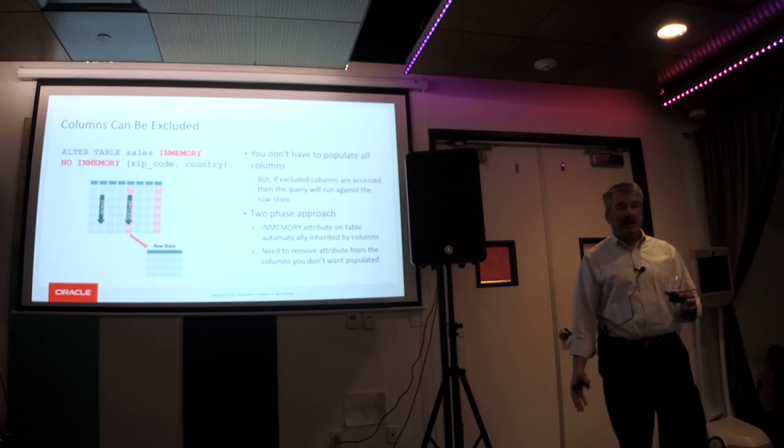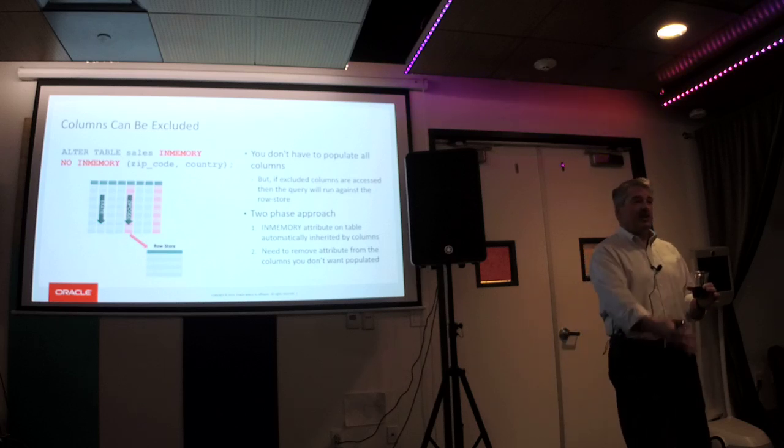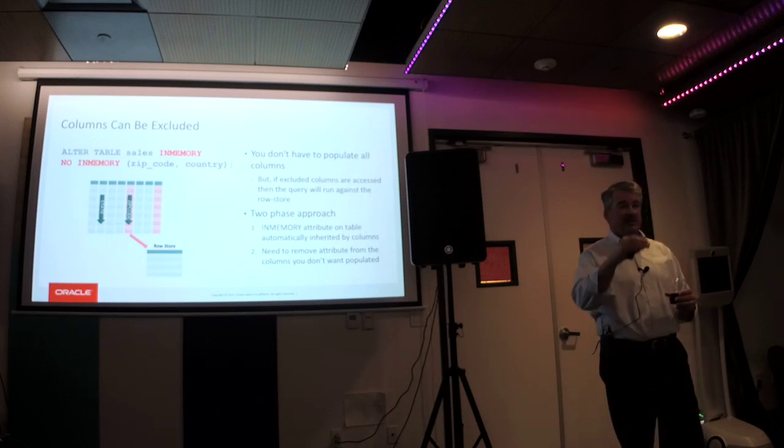And typically, it won't run any worse than if you just used it all in the row store, in the sense of, if we couldn't do a hash join, then you'll just use the row store hash join. So it'll be the same as if you didn't have it in memory at all. So typically, we don't see much in the way of regressions. It's either as good as or better than it would have been without it.